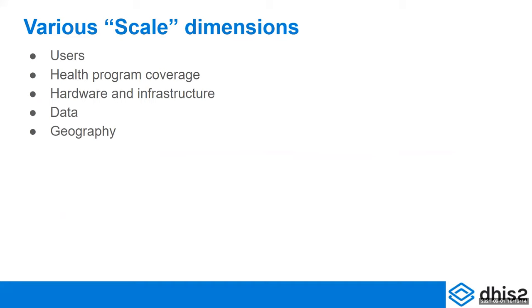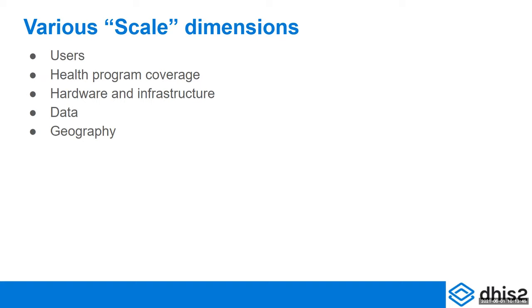When we talk about scale, we talked about this a little bit in the beginning of the Academy. Scale often is something that people don't think of across various dimensions. They think solely in terms of the number of users, which I think is the most obvious scale to think of. But there are other ways to think of scale also. Just like we were talking before about how you could have multiple tracker programs that cover various different health areas, that's another way that you could think of scale.